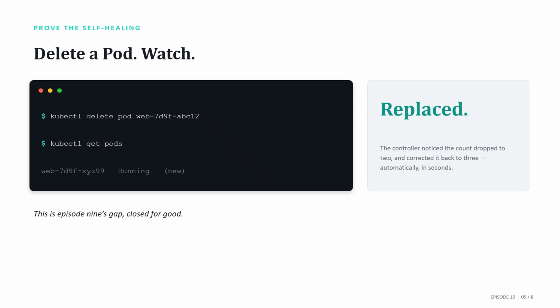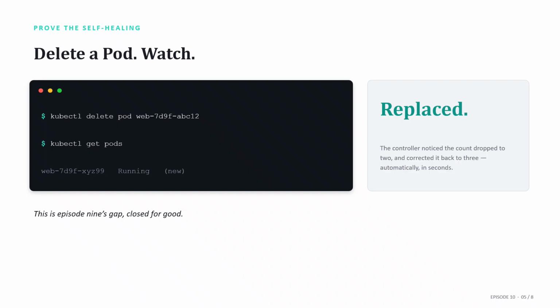Now let's do the thing episode 9's bare pod couldn't survive. kubectl delete pod and one of those 3 pod names. Watch kubectl get pods immediately afterward, and there are 3 again. A new one appeared in seconds. You deleted a pod, and the deployment's controller noticed the count had dropped to 2 and corrected it back to 3 automatically, without you doing anything else.